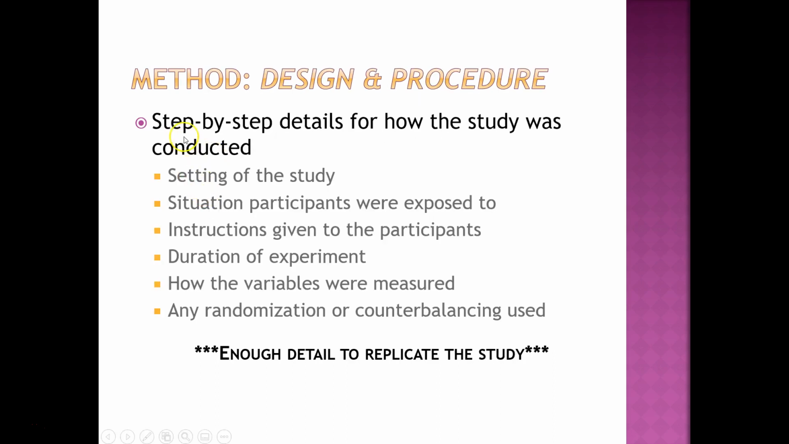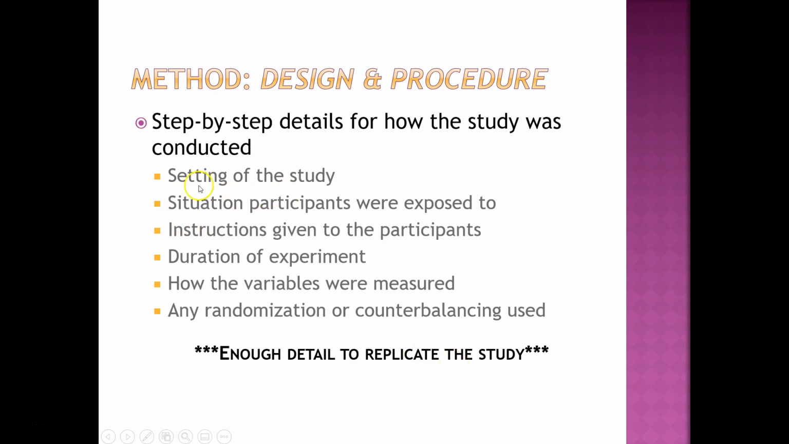Design and procedure is the next subsection. This is the step-by-step details for how the study was conducted: where the study took place, the setting of the study, any situation the participants were exposed to, and instructions that were given to the participants, word for word. We often write out exactly what you said to your participants, how long the experiment took, and how the variables were measured. We're not going to worry about randomization or counterbalancing, but again, enough detail to replicate the study.